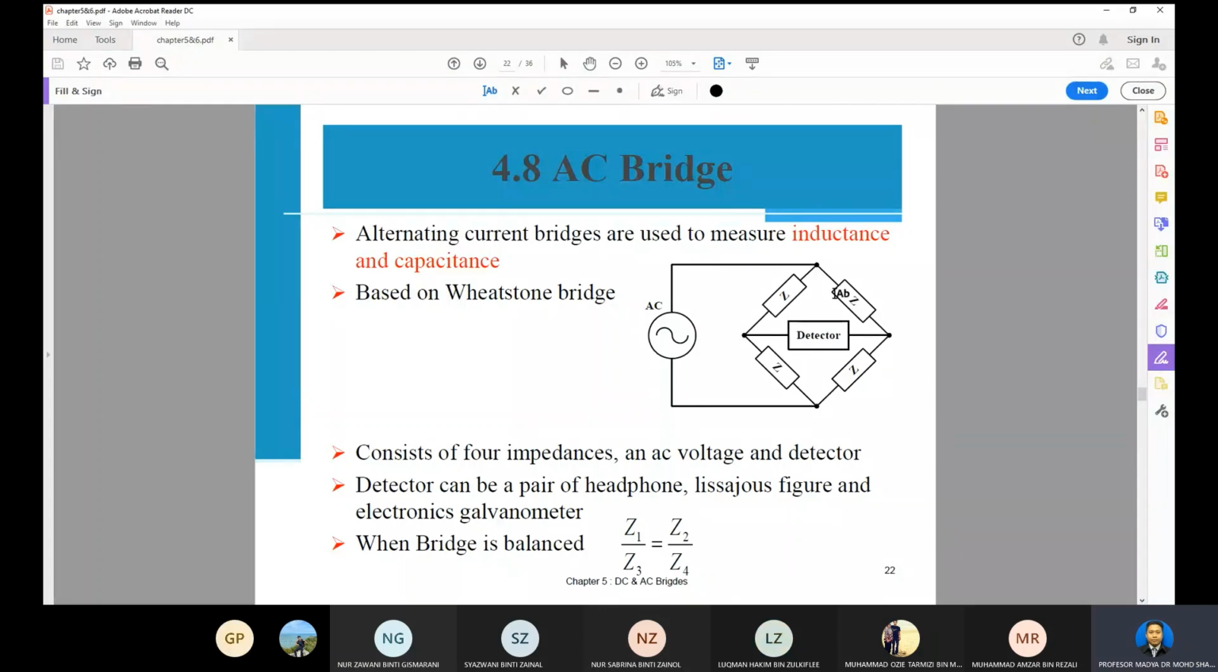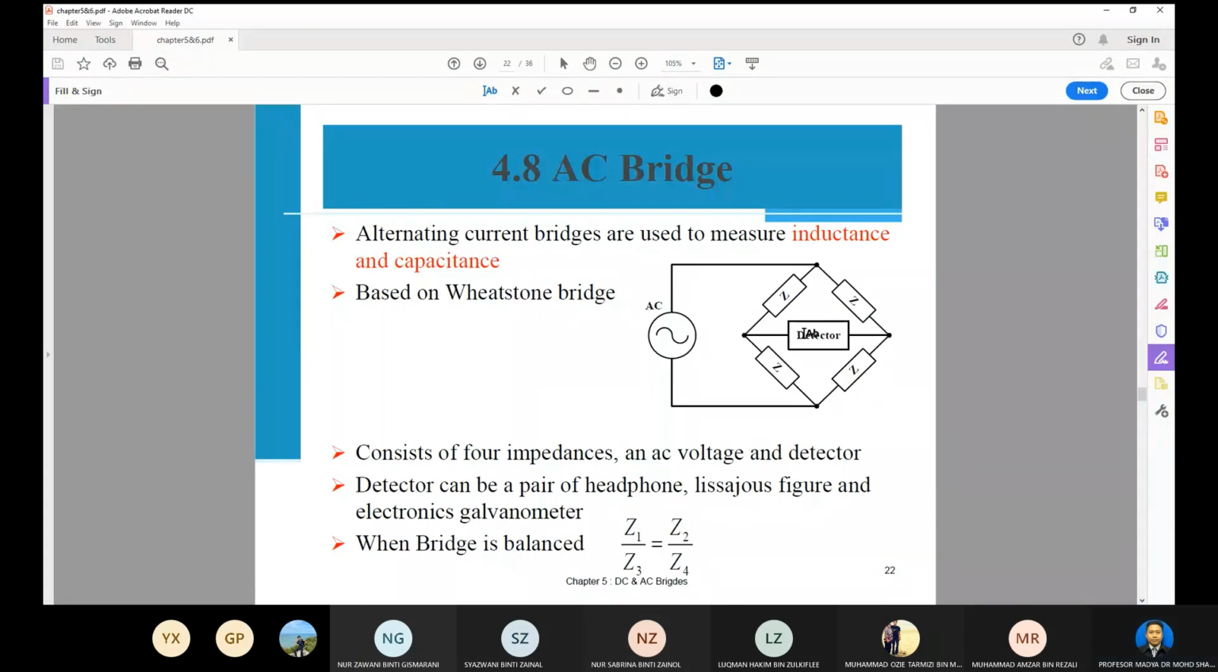We have Z1, Z2, Z3, and Z4. For example, in the Wheatstone bridge, normally we have R1, R2, R3, and R4. The detector can be a pair of headphones, or we can use the oscilloscope, and also we can use the electro galvanometer. So normally we use the galvanometer here for the detector, but I mentioned that we can also use the oscilloscope or headphones.